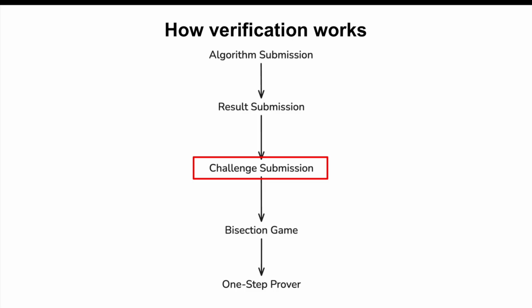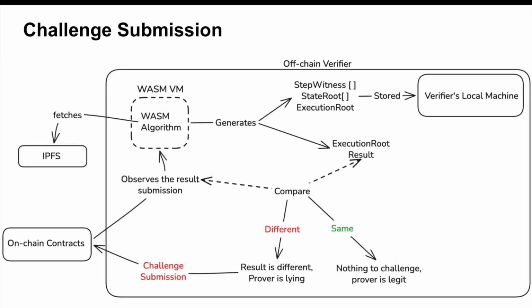So let's get to the challenge submission, which is the second step, if a verifier disagrees with the result. How the challenge submission works is quite similar to how the prover works. First of all, the verifier needs to observe a result that's being submitted. So he always observes the on-chain contracts.